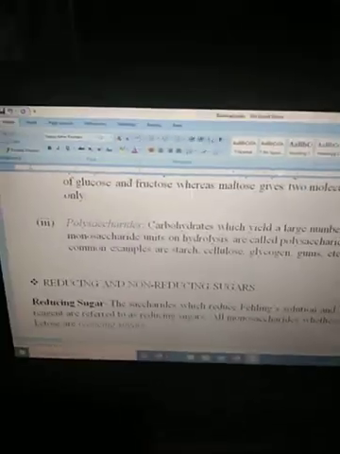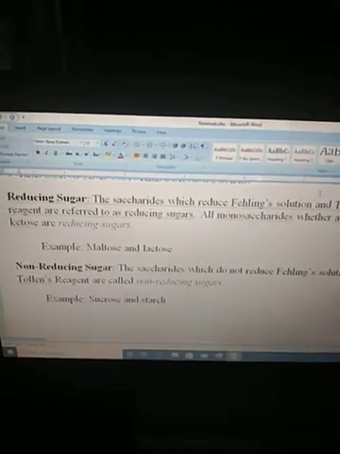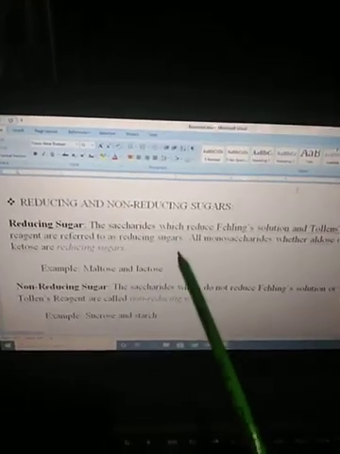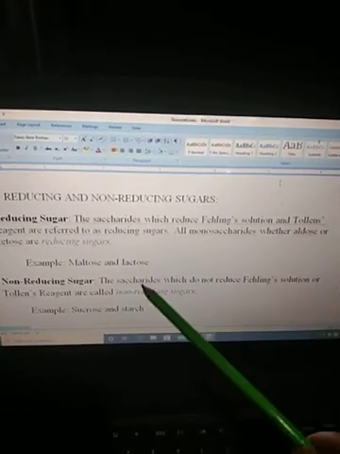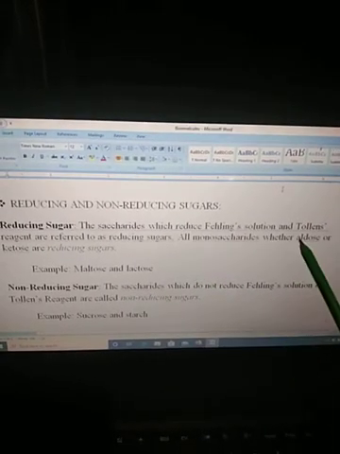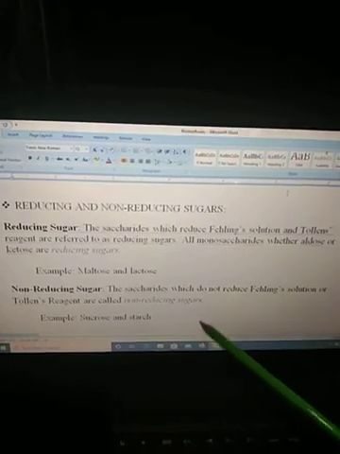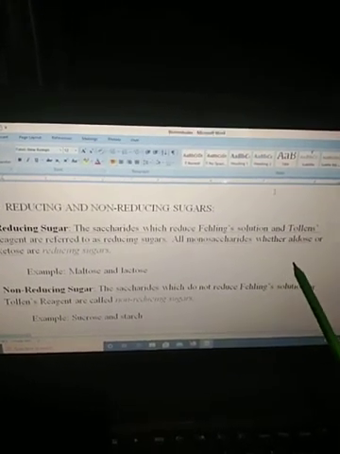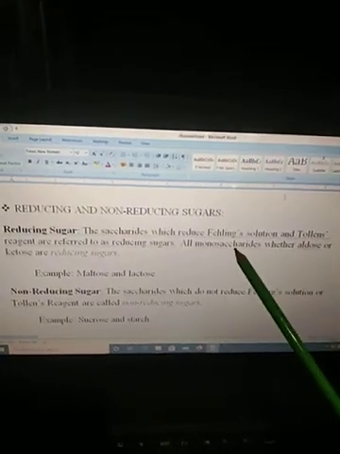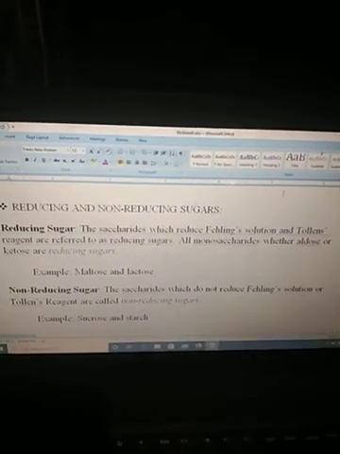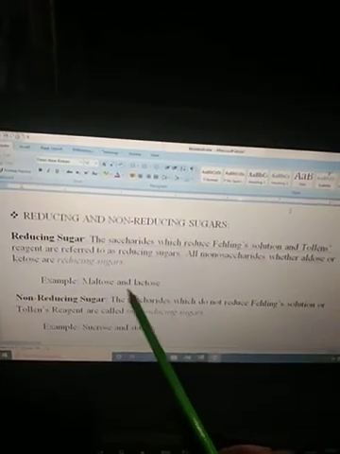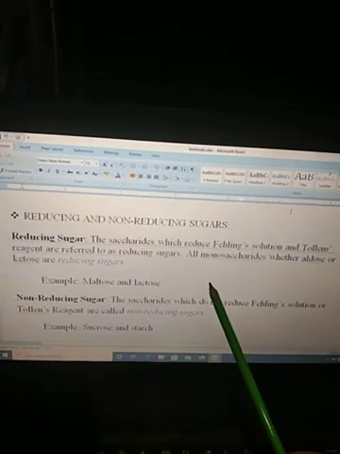The next topic that we need to discuss is what we mean by reducing and non-reducing sugar. Reducing sugar means the saccharides or carbohydrates which can reduce Fehling's solution and Tollens' reagent. Tollens' reagent gives the silver mirror test. All monosaccharides, whether aldose or ketose, are reducing sugars. Examples of reducing sugars are maltose and lactose.